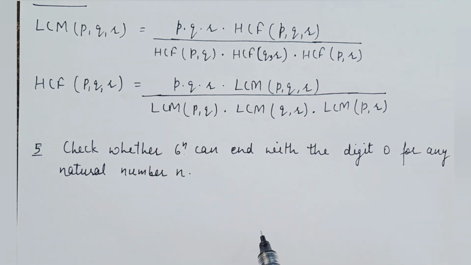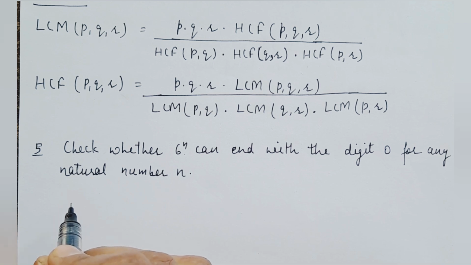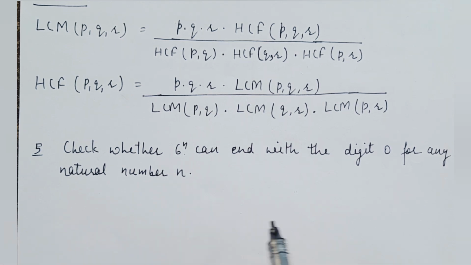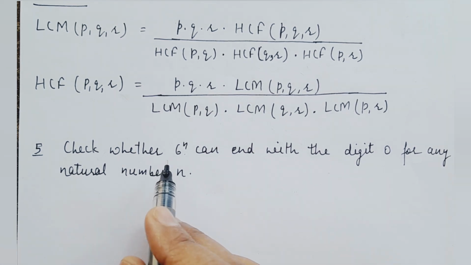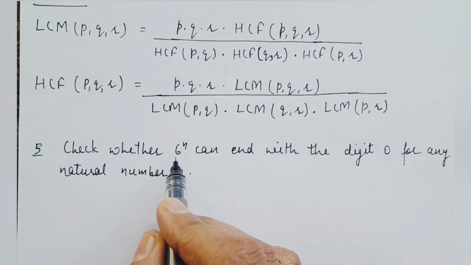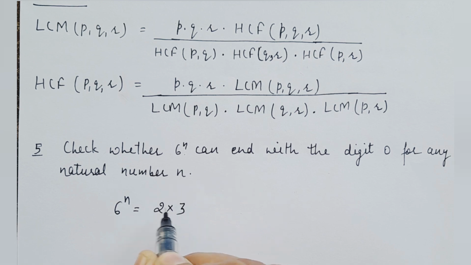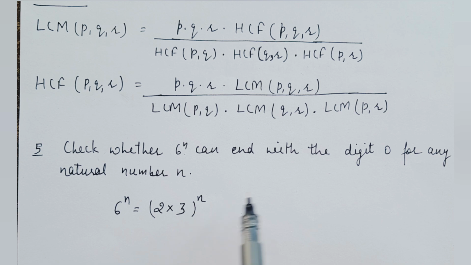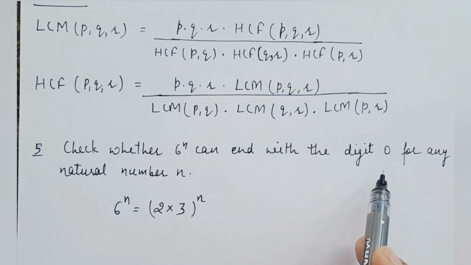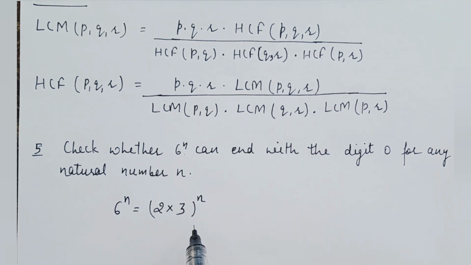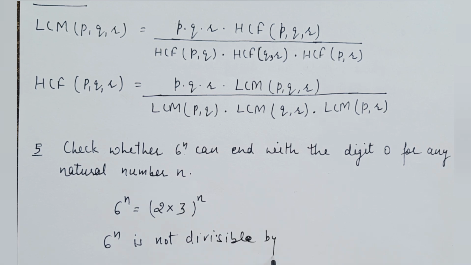Now we know that if any number ends with 0, then it should be divisible by 5 (and 2). So the number should be divisible by 5 here. Now the factors of 6 raised to power n are 2 raised to power n multiplied by 3 raised to power n. So the only factors of 6 are 2 and 3. But if this number ends with 0, it should have a factor 5, but there is no factor 5. So that means 6 raised to power n is not divisible by 5 because 5 is not a factor of this number.